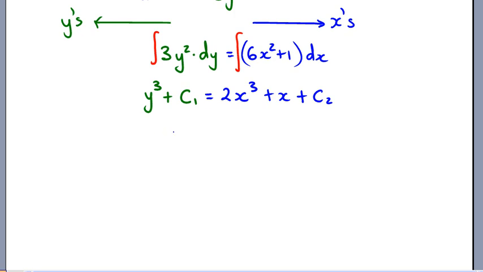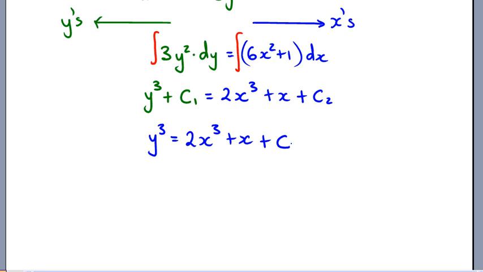I'm also going to drop my green color here now at this point and just say, okay, y cubed, you're going to be 2x cubed plus x, plus just one constant. I don't really need to have a couple of constants in there because I'm just trying to find something that's going to make this all perfect anyways.